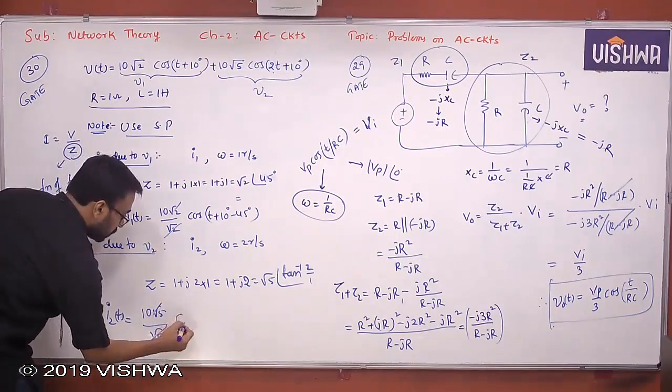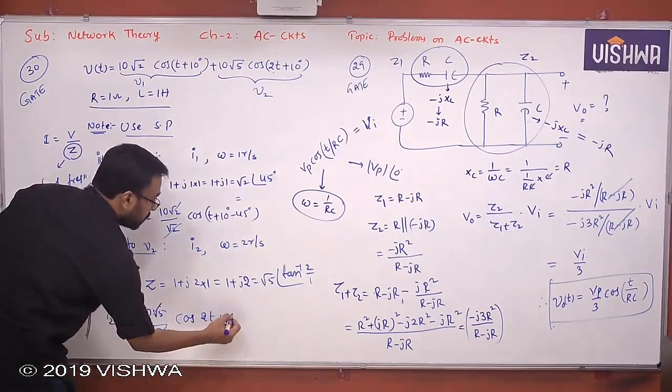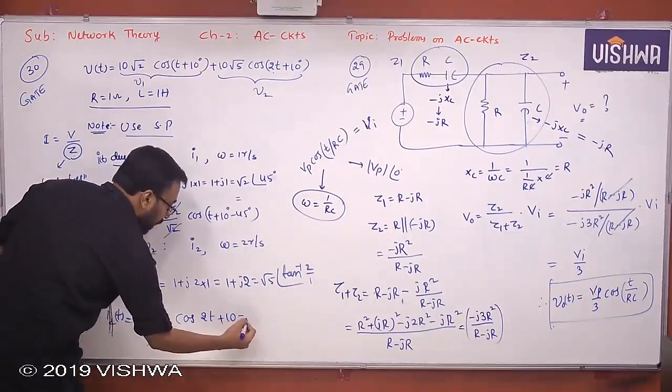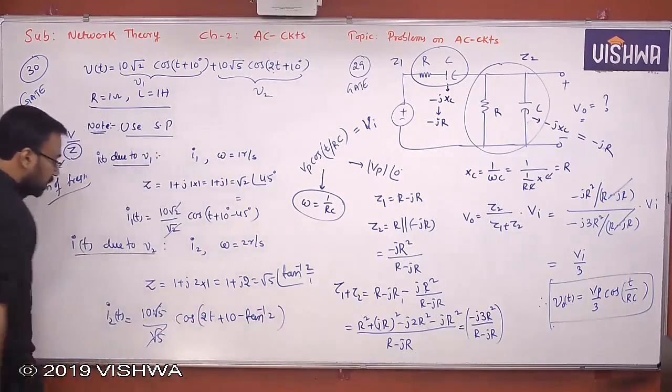Cos 2t plus 10 degrees minus, right? Because it is in the denominator, minus tan inverse 2. That's it.